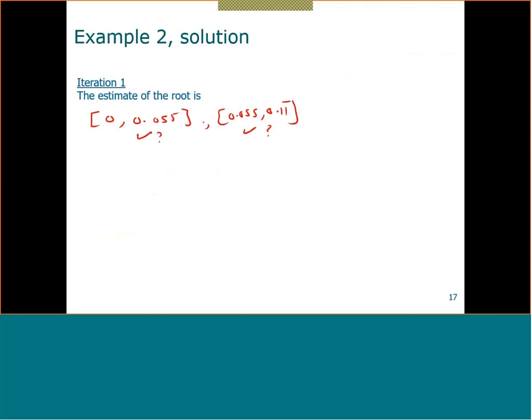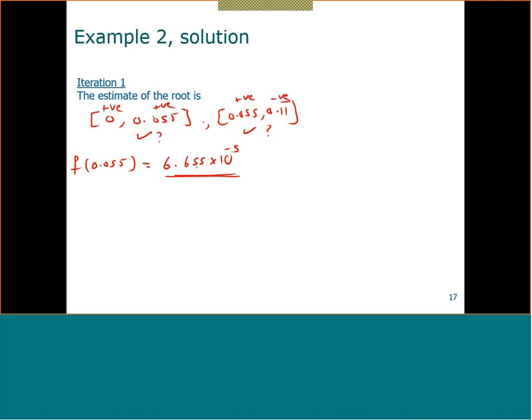0.055 is. If I substitute, you will find that this is equal to 6.655 times 10 to the minus 5. So this is, as we know, positive. This is negative. So this is positive and this is positive. If you multiply here, you will get more than 0. So I know that the answer is not here. The answer has to be here, between 0.055 and 0.11.